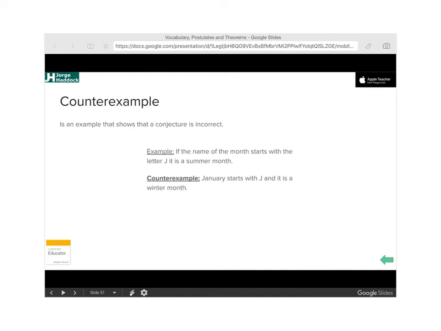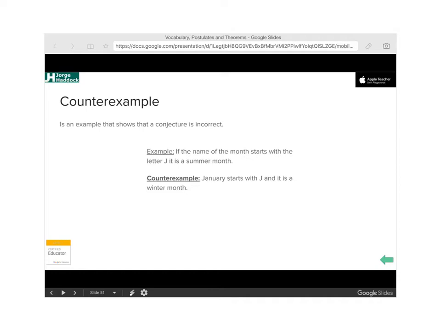Hi, so in this video, we're going to be working with conditional statements. A conditional statement is the way that all of the theorems or postulates that we're going to be studying in geometry are written. Before we go in on a conditional statement, I want to go over some definitions. The first one is a counterexample, and it's an example that shows that a conjecture is incorrect.